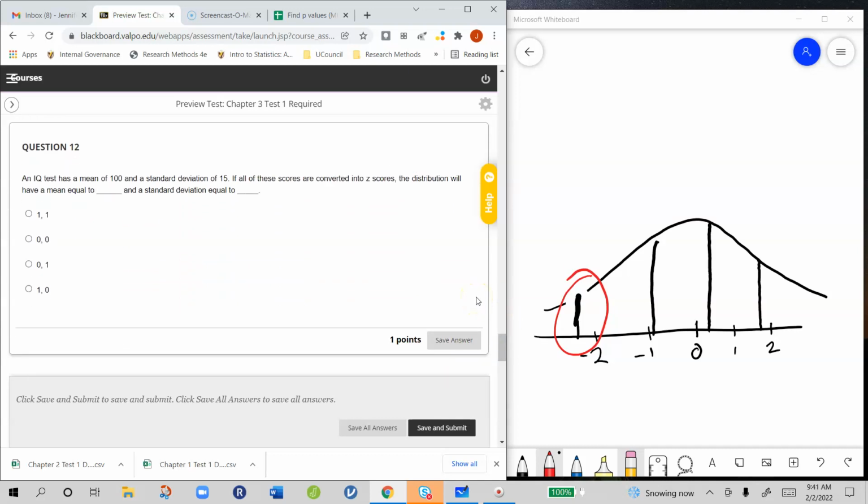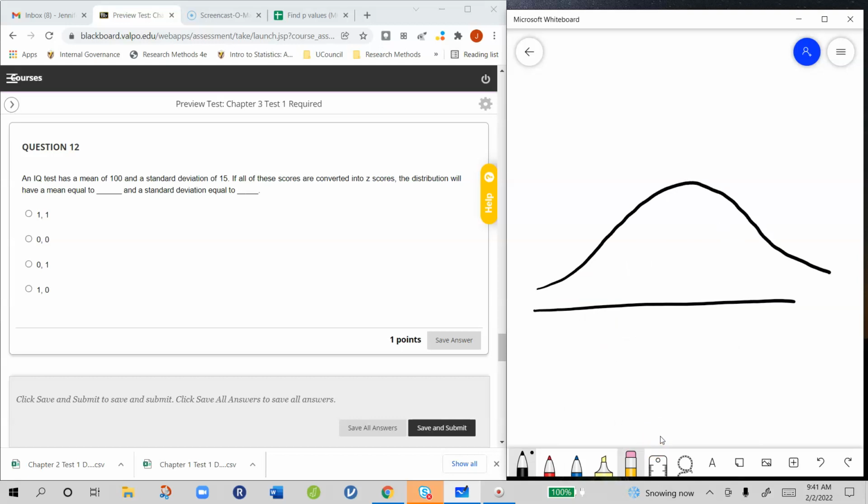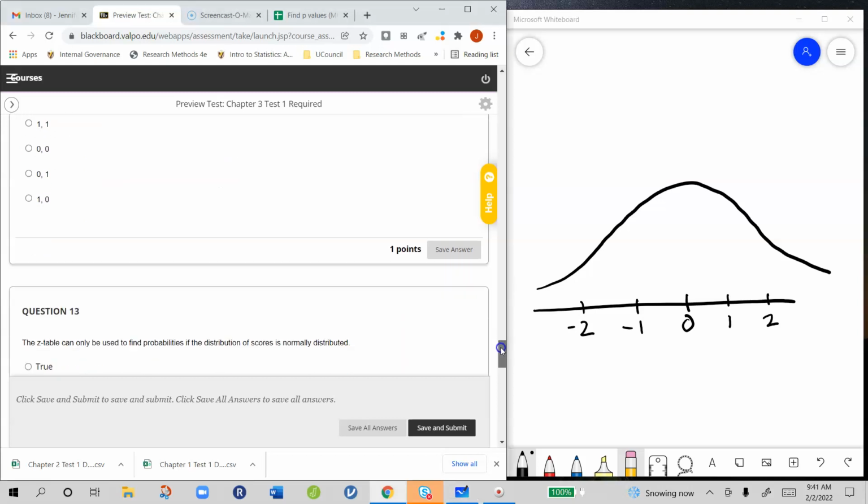Okay, next, question 12. An IQ test has a mean of 100 and a standard deviation of 15. If you convert all of the scores in the distribution into z-scores, that distribution will have a mean of 0 and a standard deviation of 1. And that's always true for z distributions, right? Whenever we draw them, we're always drawing them so that they have a mean of 0. We draw this distribution. Our mean is 0, and our standard deviation is 1. And that is always true, no matter what your original mean and standard deviation are. That's the reason we're converting to z-scores, so that they are on a common scale.